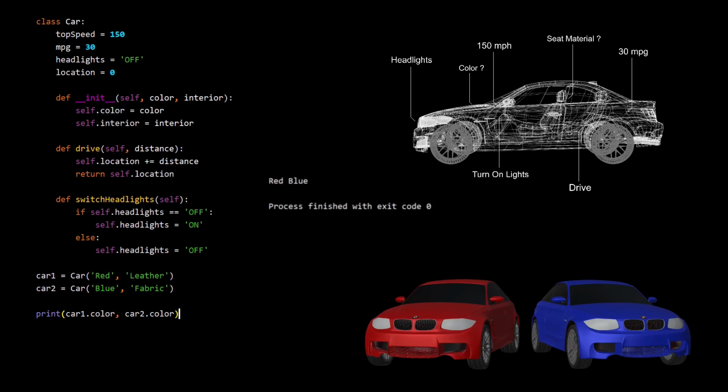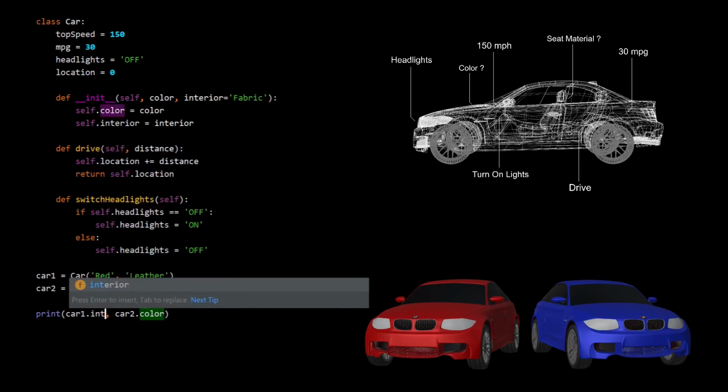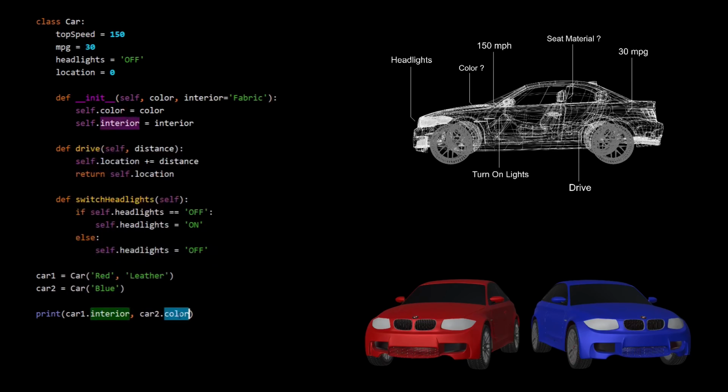As a side note, you can also pass default arguments to the constructor method similar to any other Python methods. So in this case, I see an error on car2 because I am not passing the second argument, but if I define a default of fabric for interior, then second car should have a fabric interior. So if I print out the interior for both cars, I should see leather and fabric.